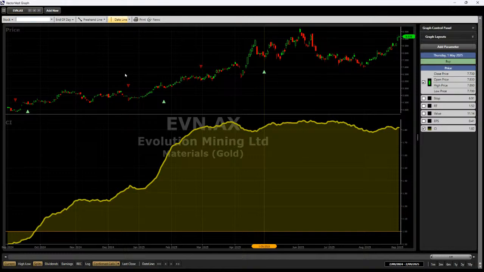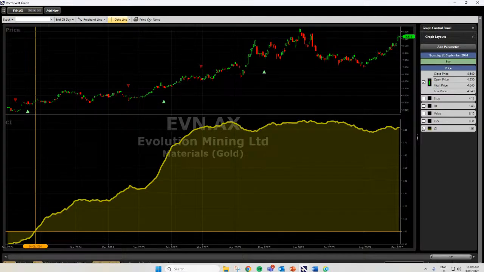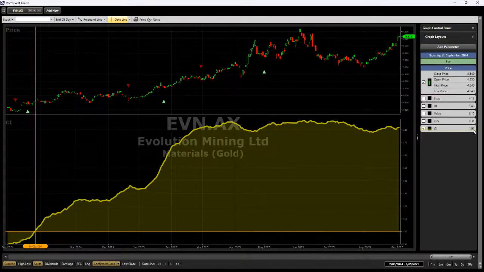What if I had the wisdom of hindsight, where I could have gone and got in when these broke above 1? Here, Evolution Mining breaks above 1. Let's have a look. Let's line up. Yeah, perfect. 101, 26th of September. Where was the price? $4.64. Where's the price now? It's doubled in price, $9.17. All right, so it's pretty much doubled in price.